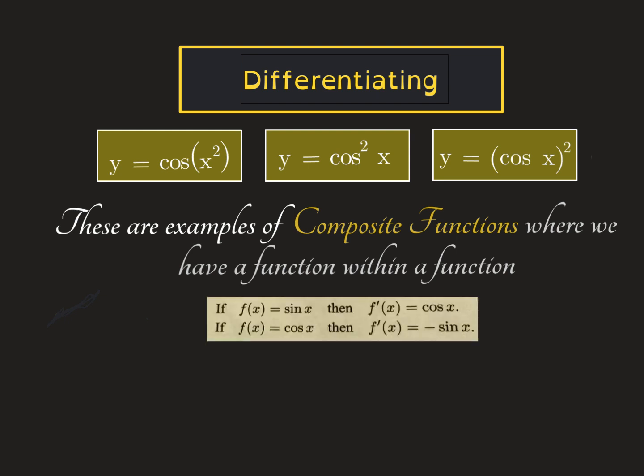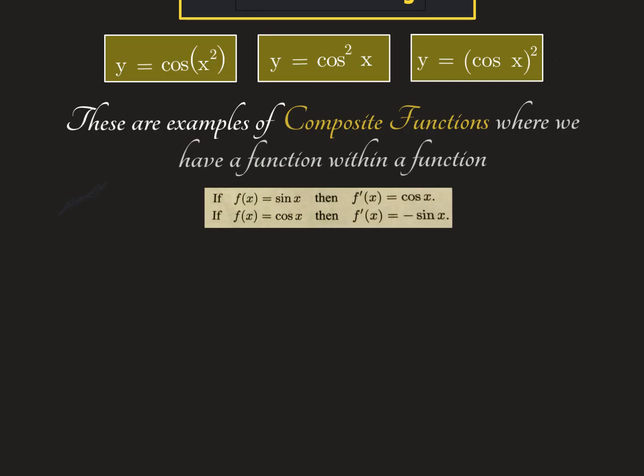So from this table you can see that a function sin x, when differentiated, becomes a cos x, and a function which is cos x will be differentiated to become a minus sin x. Now our functions are all cos, so they will become minus sin x. But as I said, they are examples of composite functions. Let's look at that first function.